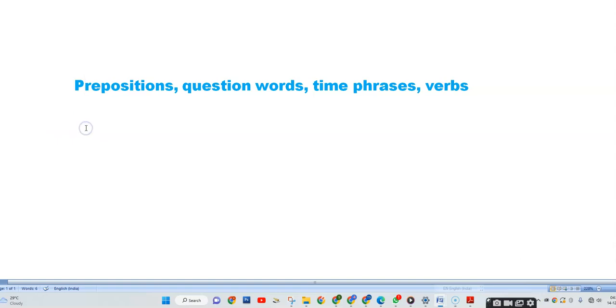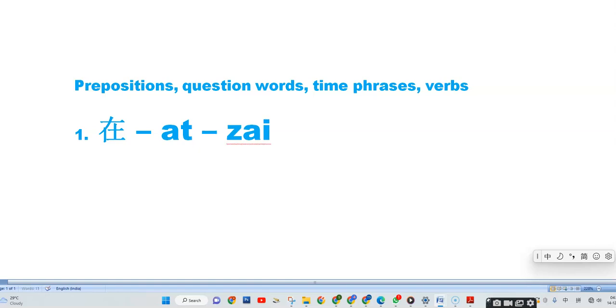The first preposition is Zai. Zai is at. I just made it a bigger font size, which will be helpful to understand the character lines. Okay, Zai is at. The pronunciation is Zai, and it is taking a falling accent.